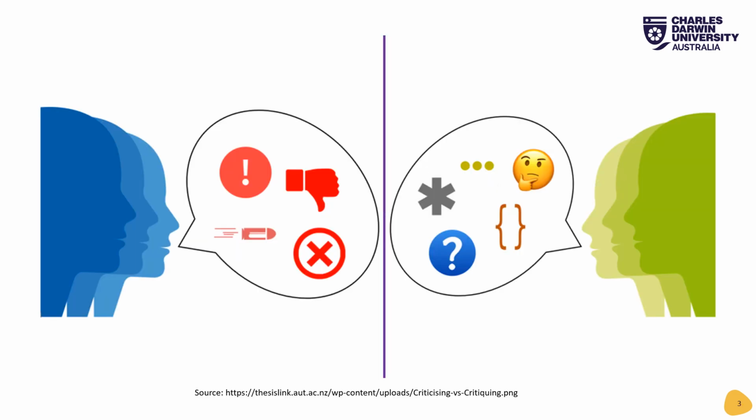To get started, look at the image on the screen. Which do you think depicts criticism and which critique? The image on the left shows the features of criticism, while that on the right shows critique. Did you get it right? How do we distinguish between these two terms?